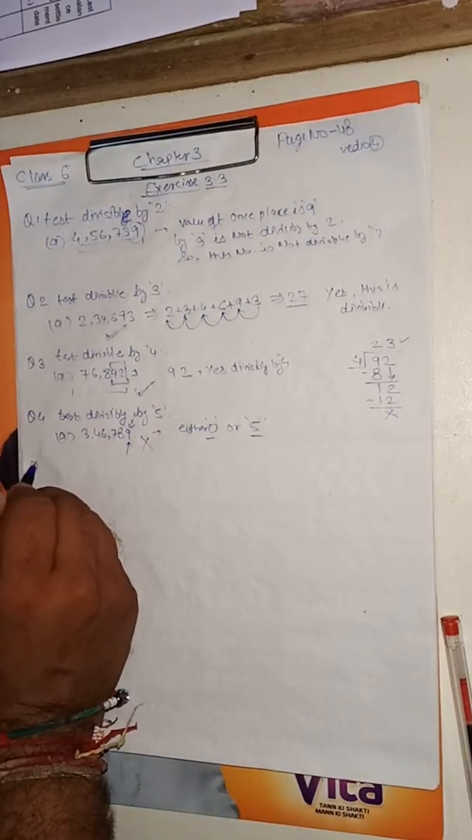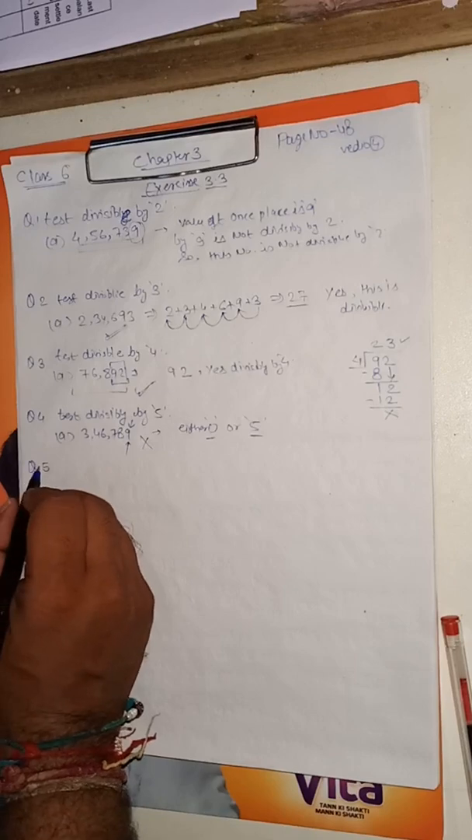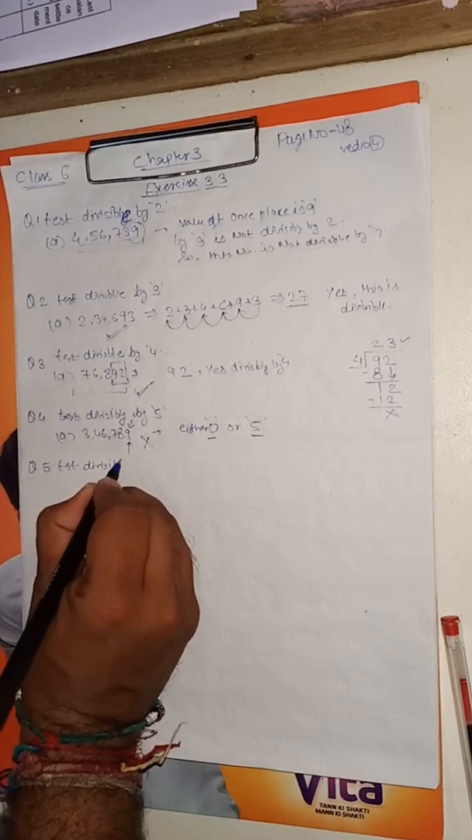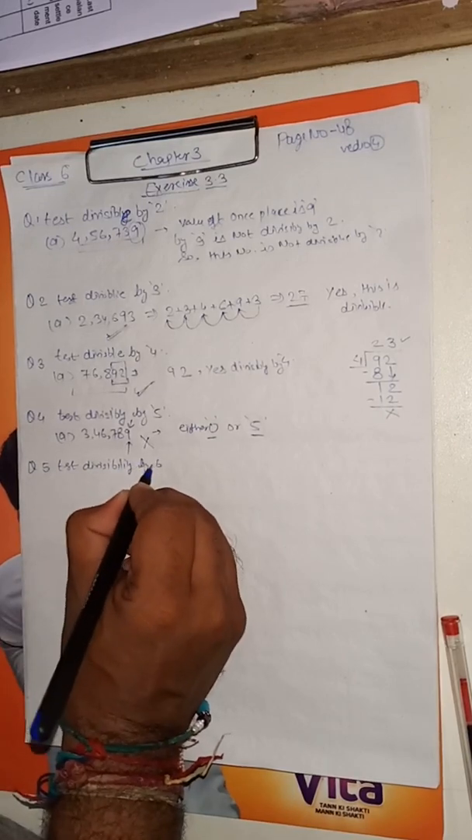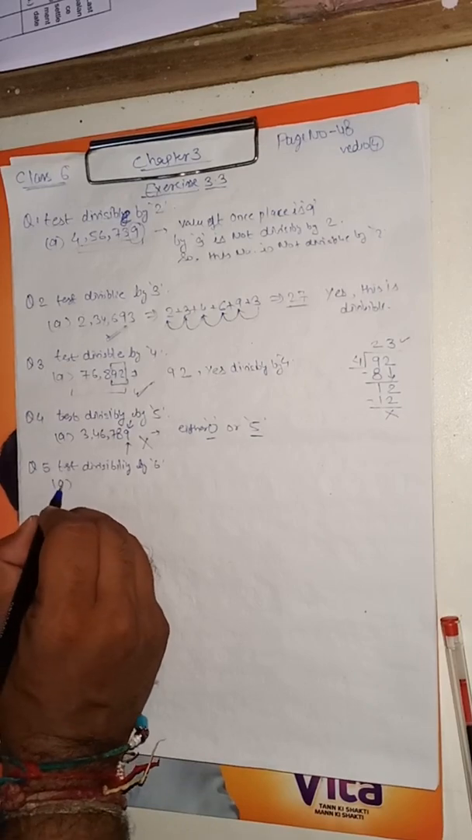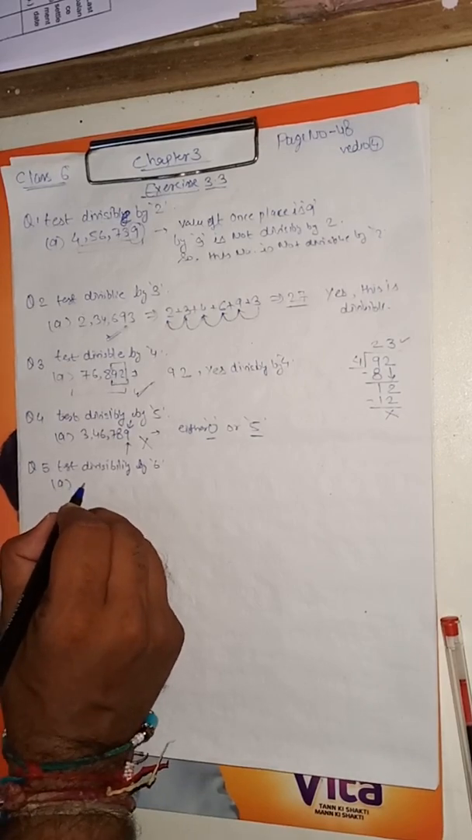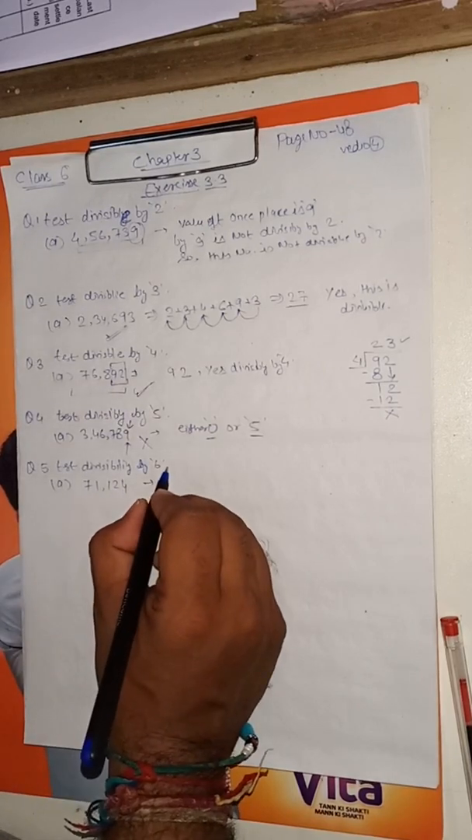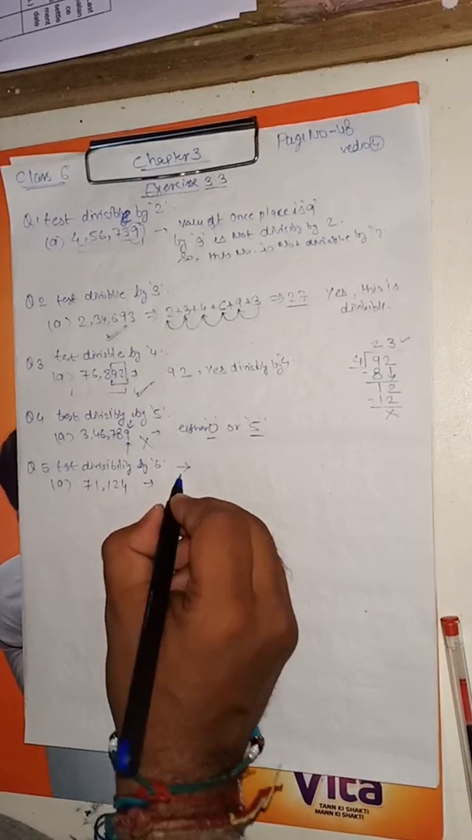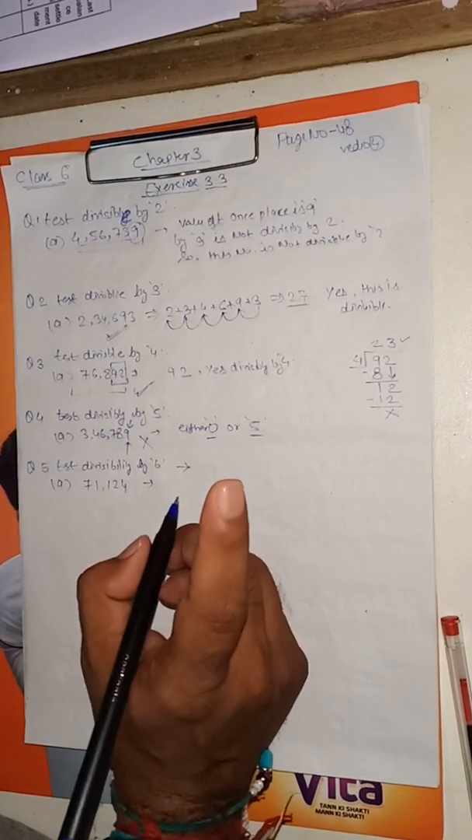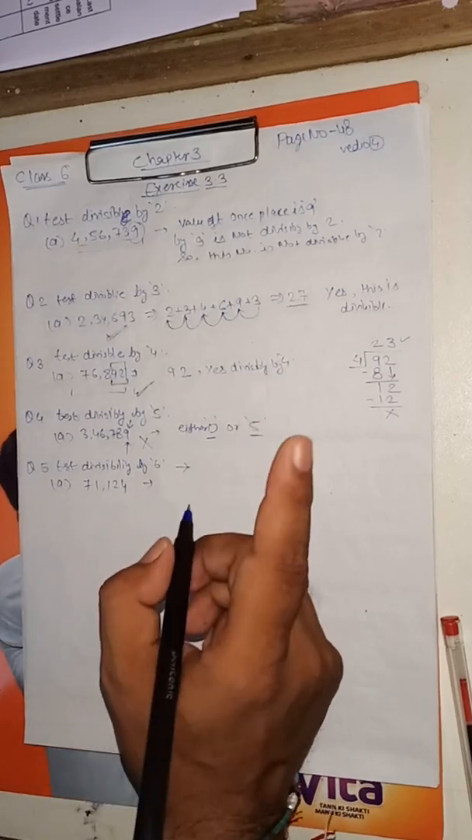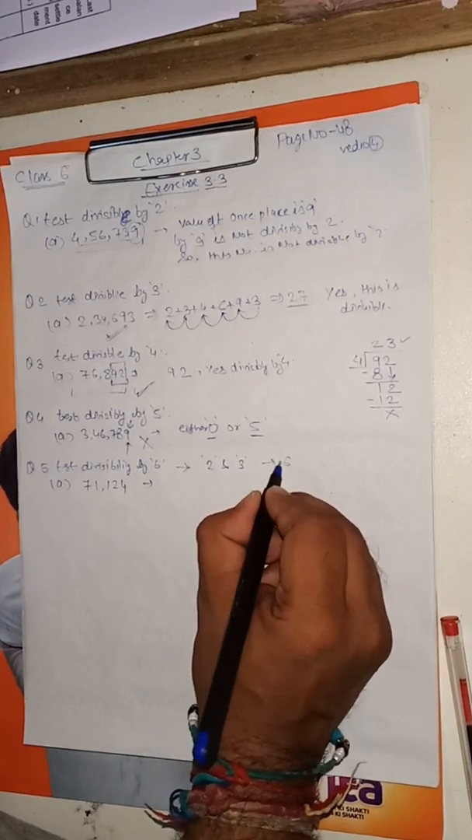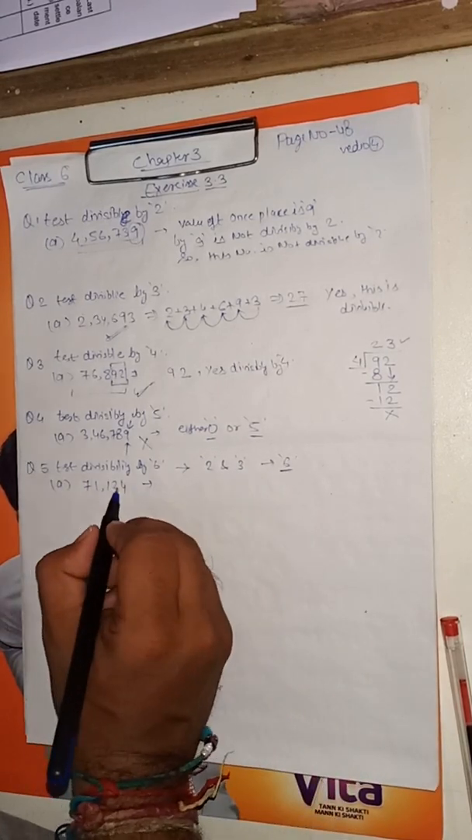Okay, so go for our question number 5, test the divisibility by 6. Our A part is 71,124. What the divisibility rule of 6? The divisibility rule of 6 says if a number is divisible by both 2 and 3, then that number is also divisible by 6. Correct. So let us check for the 2.